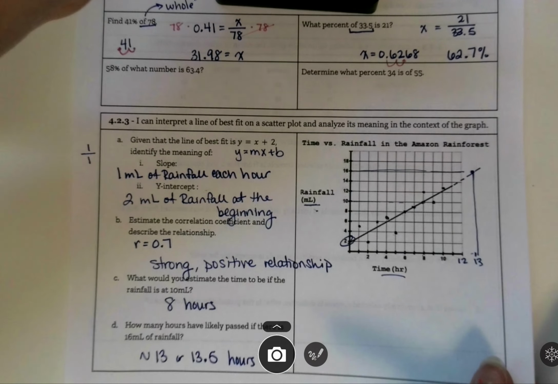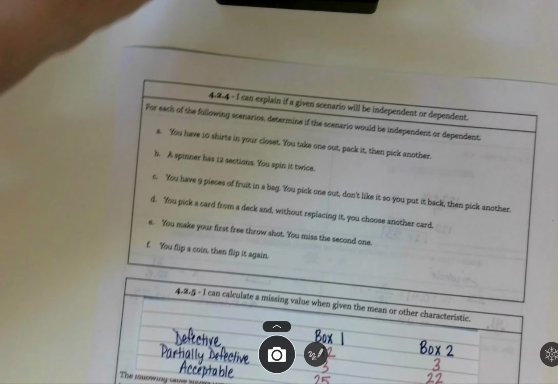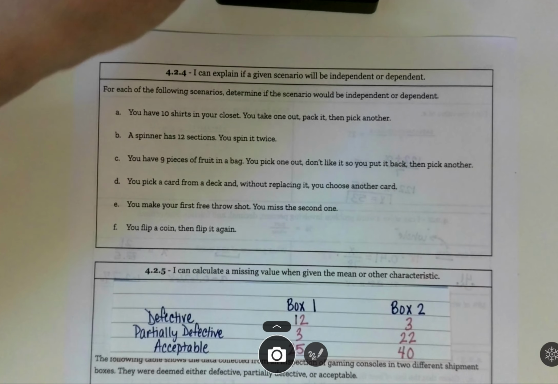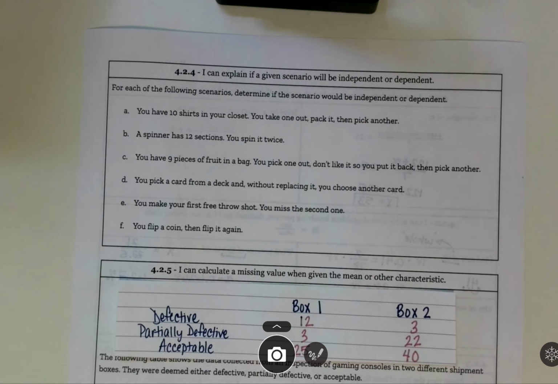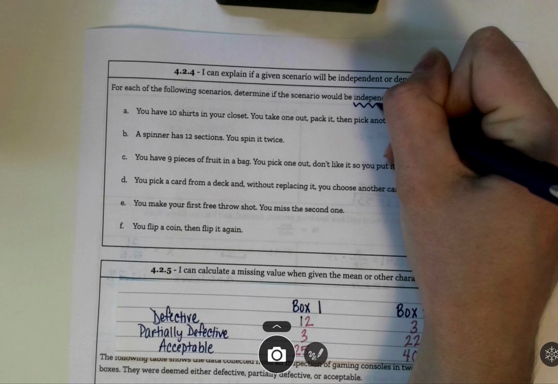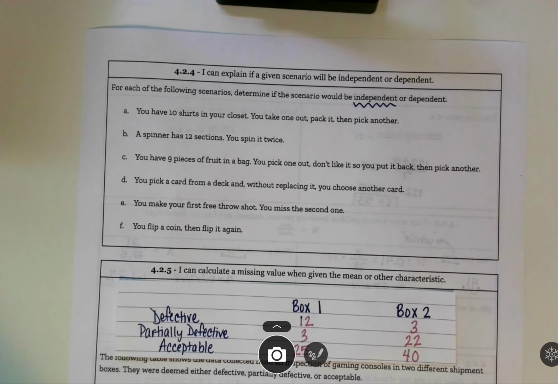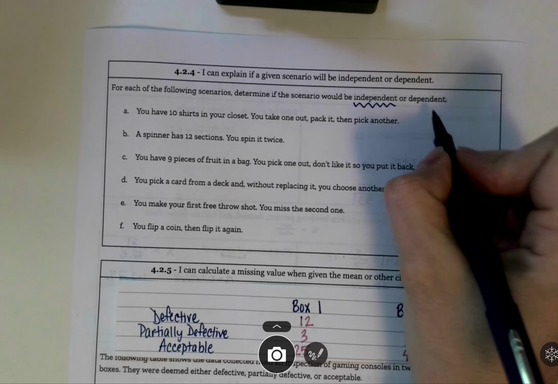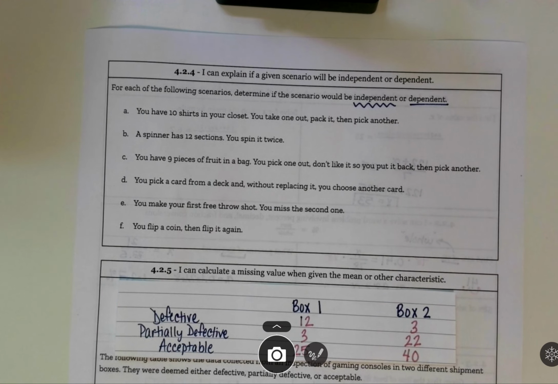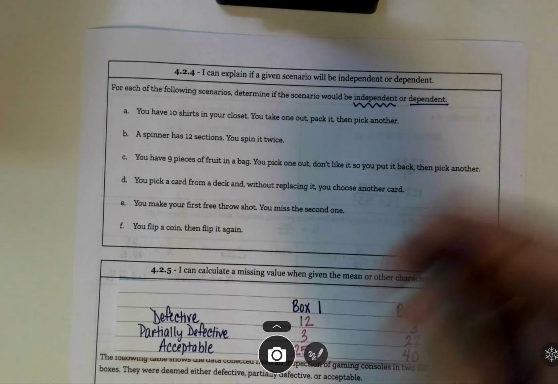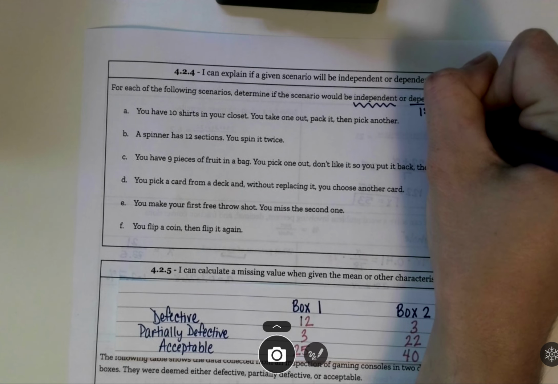We have 2 more learning targets on the back. So looking at 4.2.4, we're just determining if the scenario is independent or dependent. Independent would mean that they do not affect each other. So if something happens the first time, it does not have any influence on the second time or the second drawing. Dependent means the first one will affect the second. So I'll make a little note here.